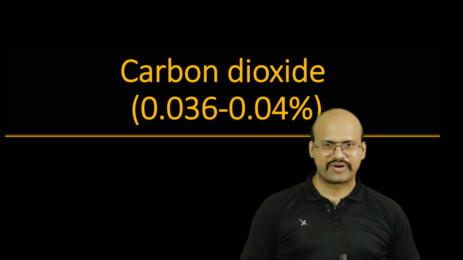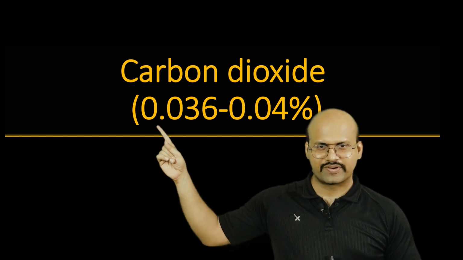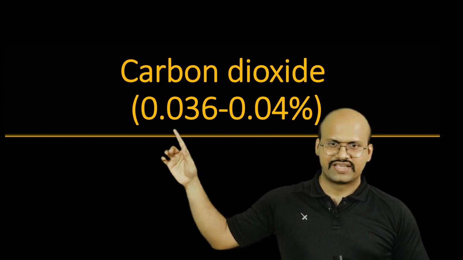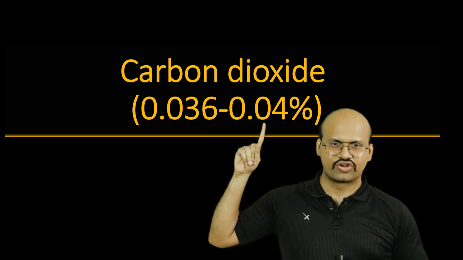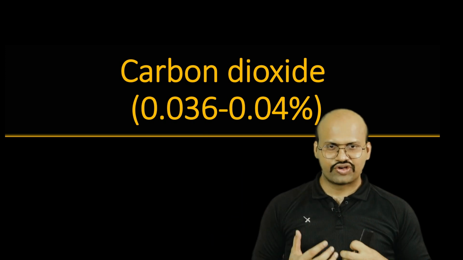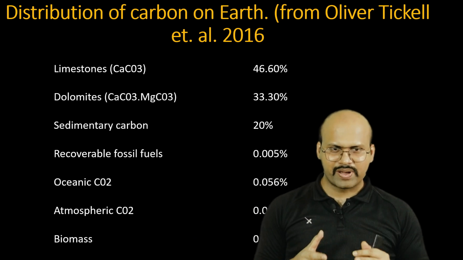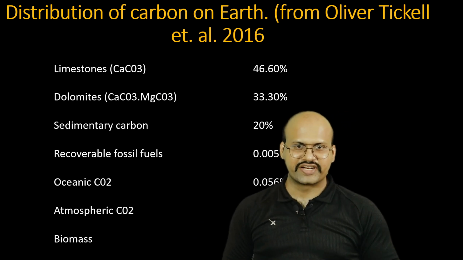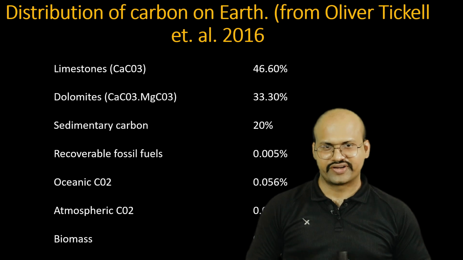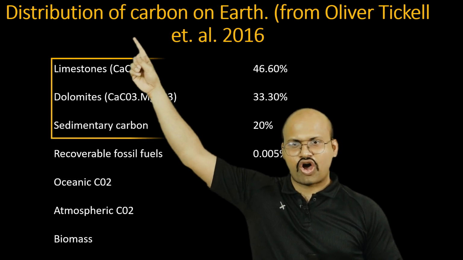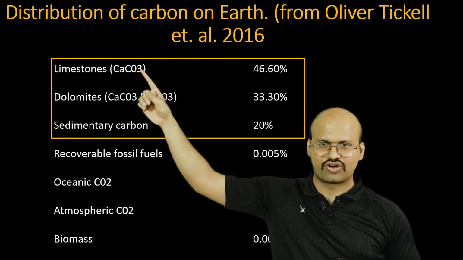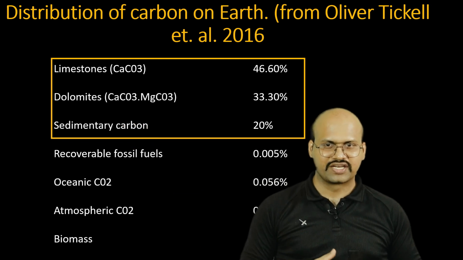Next we will see carbon dioxide. Now carbon dioxide proportion varies a little bit. It can be from 0.036 to 0.04%. Now here we will discuss the distribution of carbon on Earth. Now remember, this is the distribution of carbon and not carbon dioxide, but it is important to show you that all the rocks, or most of the sedimentary rocks on the surface, have carbon in them.